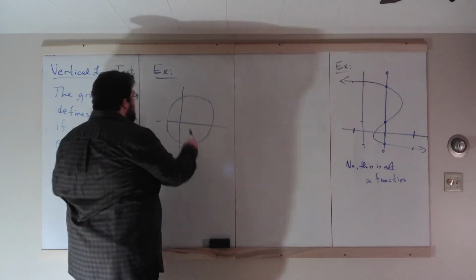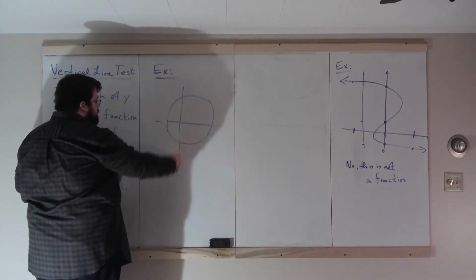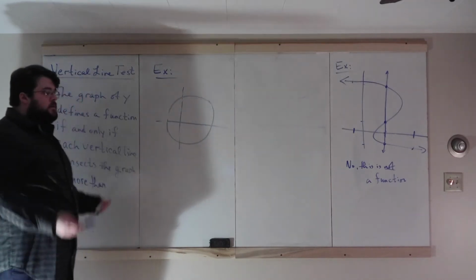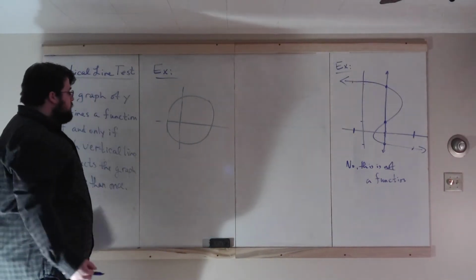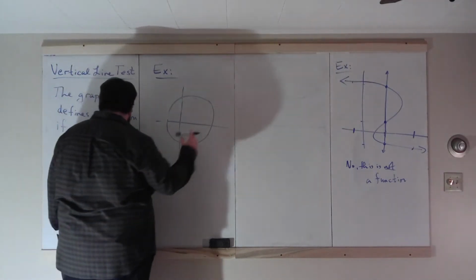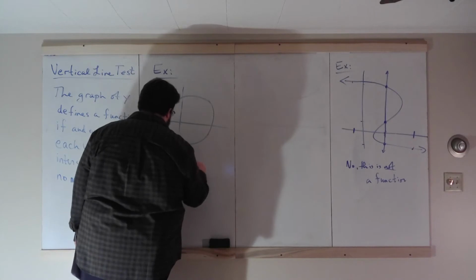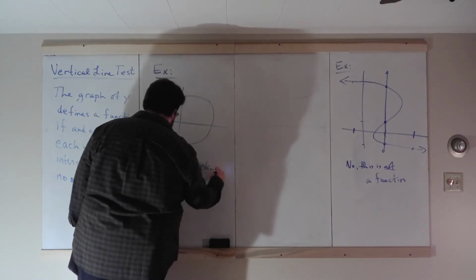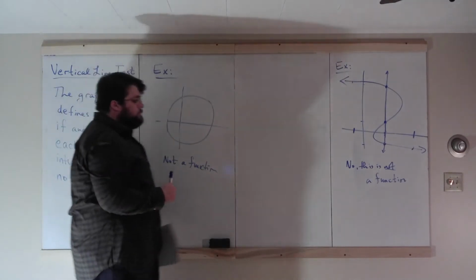So that vertical line doesn't prevent this from being a function, but of course, if you take a vertical line, well, take the y-axis. The y-axis is a vertical line. It hits the curve twice, and if a vertical line hits it twice, then it is not a function. So this is not a function by the vertical line test.